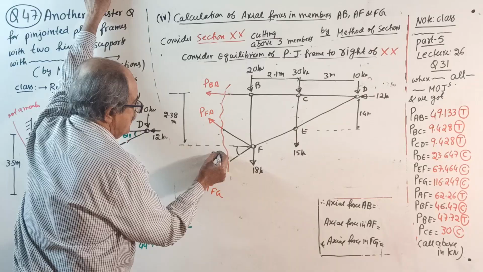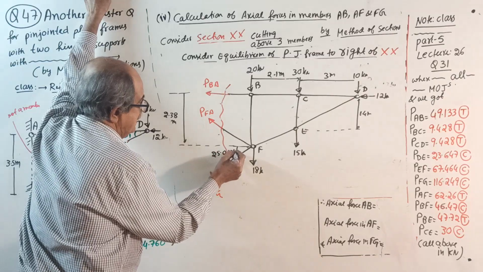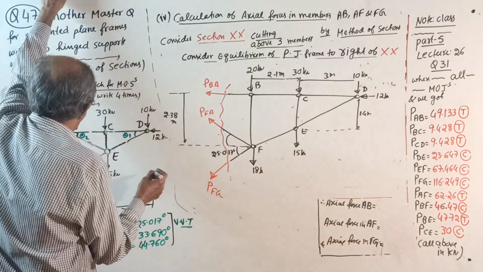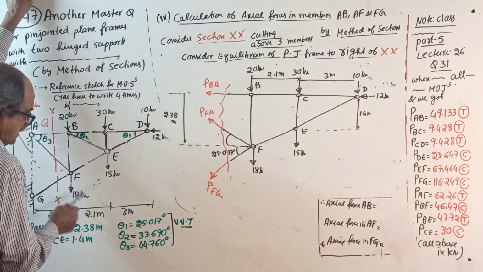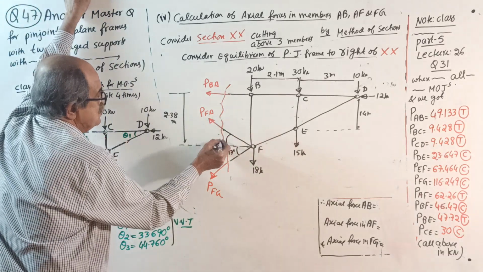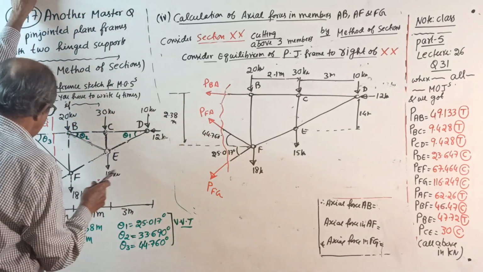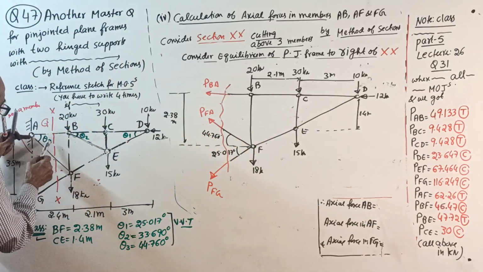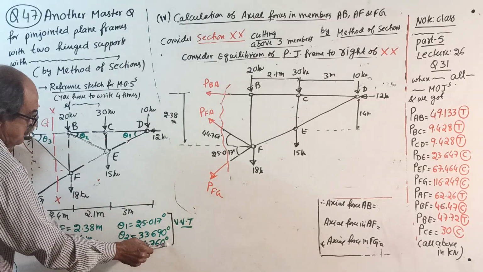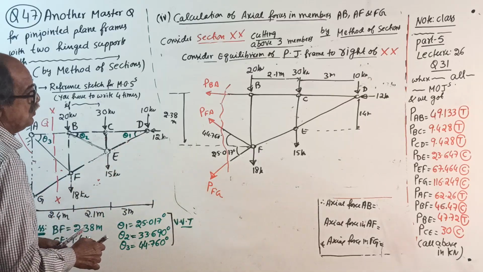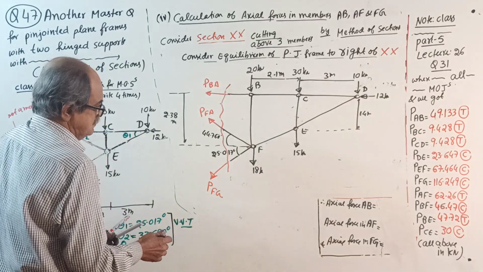25.017 degrees, and this angle is 30. No, that angle is theta 3, 44.760 degrees. Be careful. For this member, with the horizontal it is theta 3, 44.76. This member with the horizontal is theta 1, 25.017. Okay, everything is over? Yes.